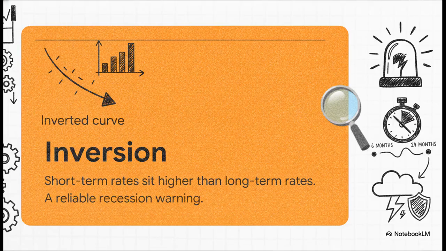Now, I want to zoom in on that inverted curve for a second, because this is the one shape you literally never want to ignore. By definition, an inversion happens when short-term interest rates sit higher than long-term rates. And honestly, this is considered one of the most reliable single recession signals we have available to us. But here's the really key takeaway. While it is an urgent alarm, it's not a stopwatch with a fixed countdown. Historically speaking, the lag between a curve inversion and an actual official recession can range anywhere from 6 to 24 months. So it's more like a flashing warning light telling you trouble is on the horizon. It gives you the critical lead time you need to play defense with your investments.